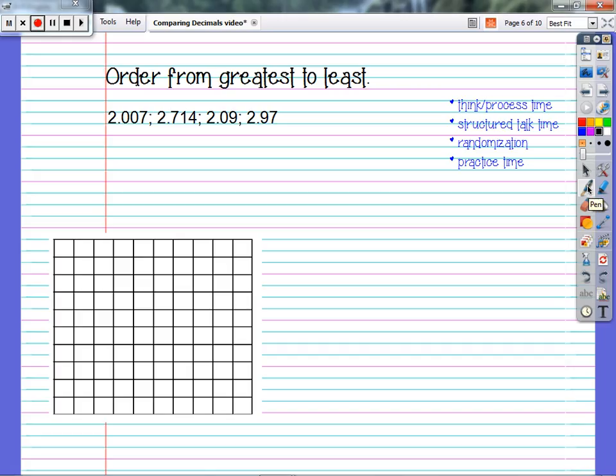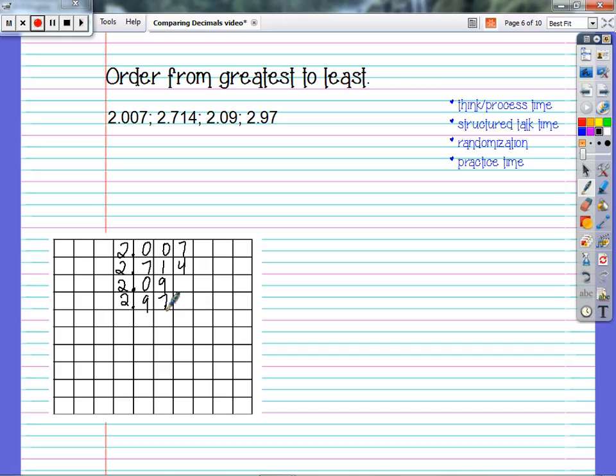Now this time I'm going to model this for you on the gridded paper here. So we have 2, our decimal, 0, 0, 7. Then we have 2, our decimal, 7, 1, 4. 2, our decimal, 0, 9. And then 2, decimal, 9, 7.